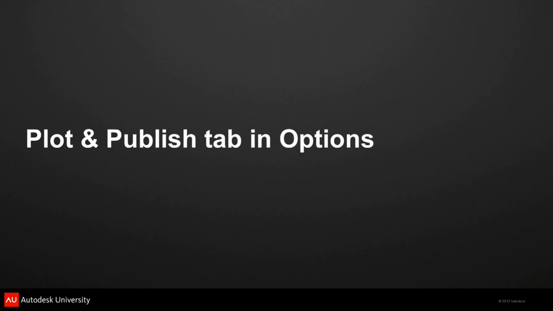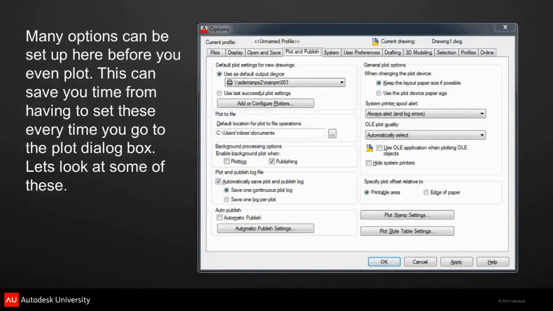So let's get started. We'll look at the Plot and Publish tab in Options. Has anybody gone to this tab and set things up before you've plotted before? Okay, that's about what I expected. So I'm surprised that more people don't go here first. There's a lot of options in here that can be set before you even start to plot, that you can set beforehand and get them set as default options for you so you don't have to set it in the plot dialog box itself when you go to plot.